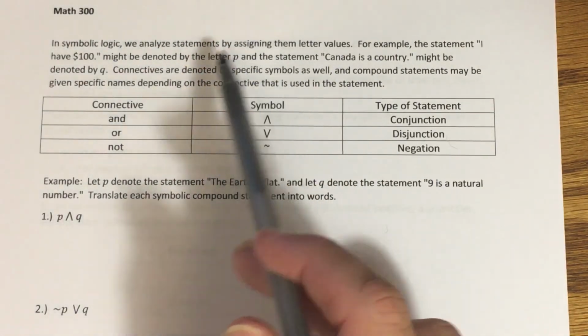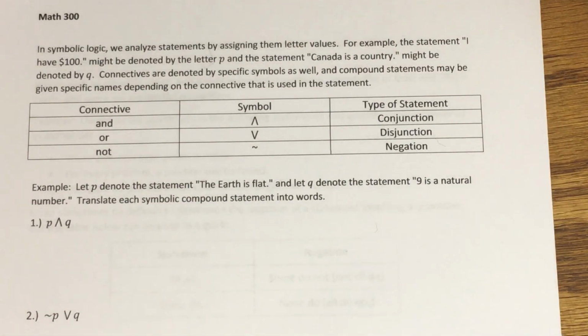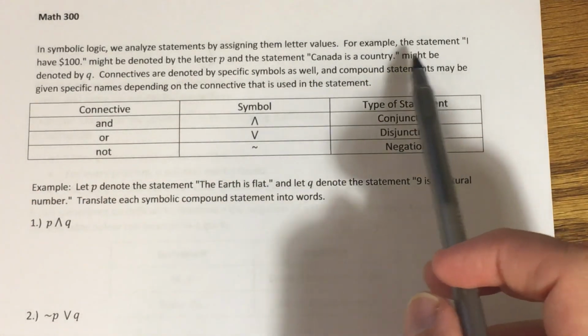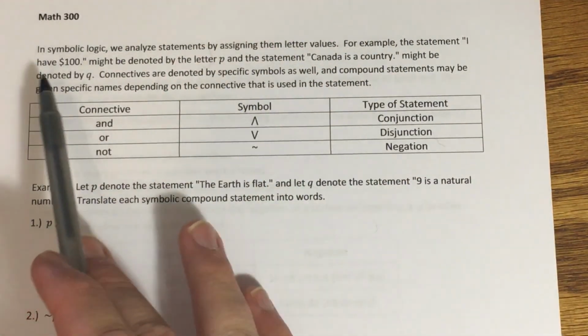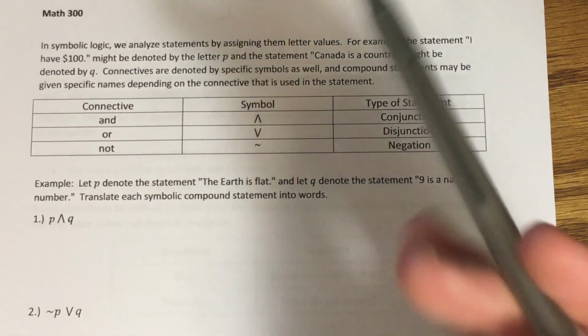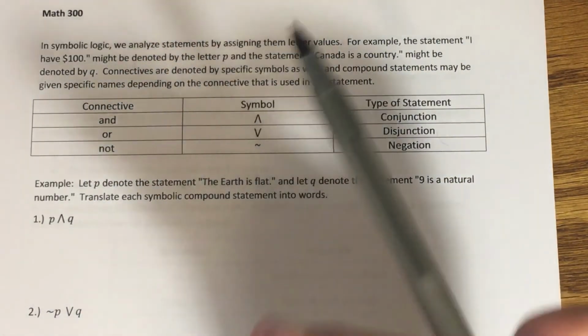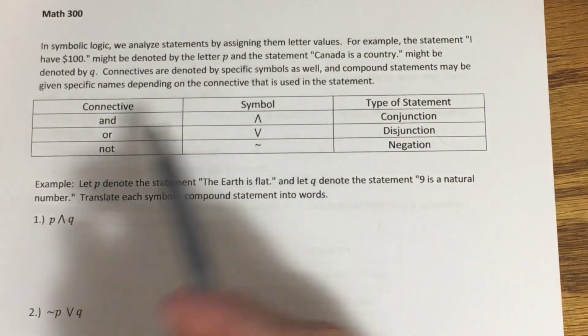Over here is where we start getting into the symbolic part of symbolic logic. Up until this point, we've just been dealing with some terminology and some examples concerning statements and compound statements. But what we want to be able to do is to start to translate the language that we use when it comes to statements into some kind of symbolic form. And so typically what we do is we assign statements letter values. For example, the statement "I have $100" might be denoted by the letter P. And a separate statement, "Canada is a country," might be denoted by the letter Q. And then we use P and Q in our analysis of arguments involving these statements.